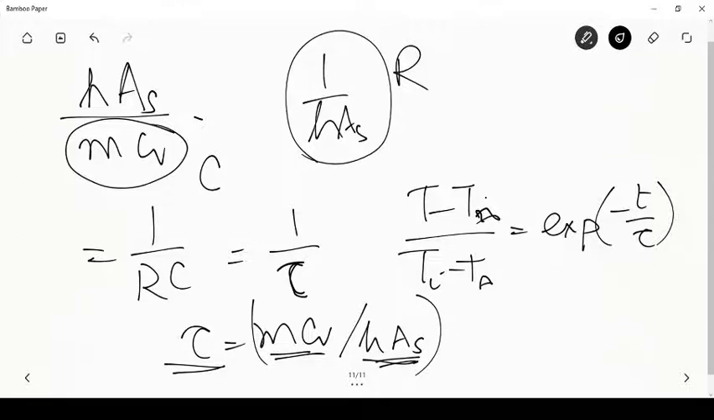So when the time constant is large, then this will decay extremely slowly, and when the time constant is small, then this will decay very quickly. Right? So that is the plot that we showed here.